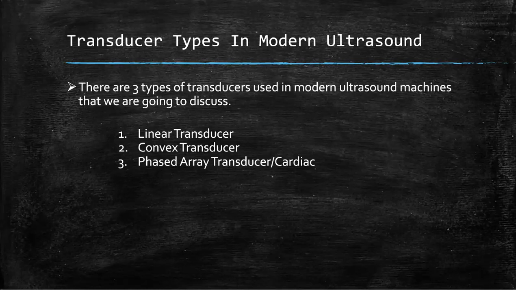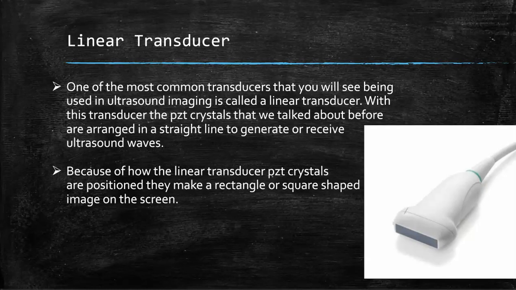Three types of transducers: linear, convex, and phased array/cardiac transducers. Linear transducers. One of the most common transducers that you'll see being used in ultrasound imaging is called the linear transducer. With this transducer, the PZT crystals that we talked about before are arranged in a straight line to generate or receive ultrasound waves. Because of how the linear transducer PZT crystals are positioned, they make a rectangle or square shaped image on the screen.